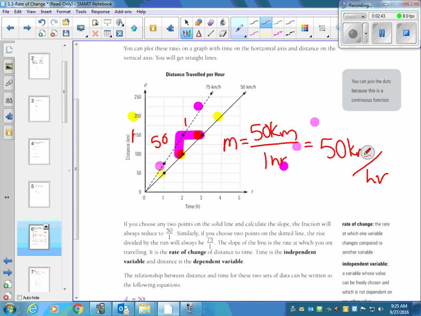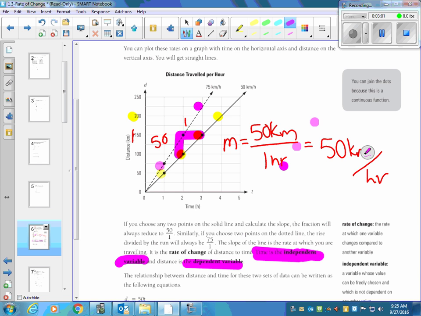There's a couple more terms that you should know about. Time is an independent variable, okay? And the distance is dependent. So how long it takes you to travel that distance will change it.